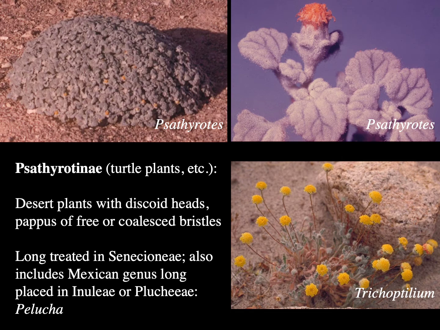And these have discoid heads, which was a bit confusing, and they also have a pappus of free or coalesced bristles that led to their long being treated in the Senecio tribe. And this group also includes a genus not included here, Palooka, which is an anagram of Pluchea, which used to be placed in the Inuleae or Plucheeae. That's a large woody plant primarily found in the islands of Baja California, in the Gulf Islands.